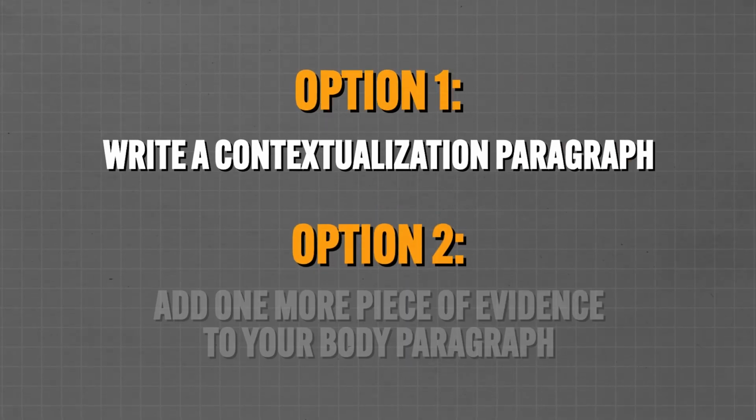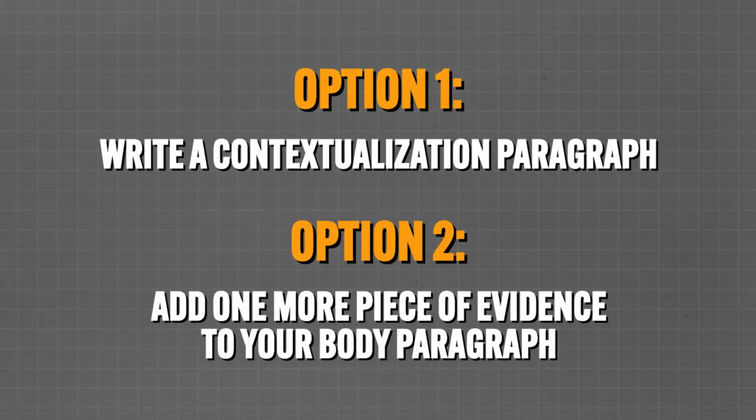Or you could go with option 2, add 1 more piece of evidence to your body paragraph. Now, this is not going to earn you an additional point like contextualization, but it does give you some insurance. If one of the pieces of evidence that you used in your paragraph before doesn't pass muster, then you'll have another to help secure that point.